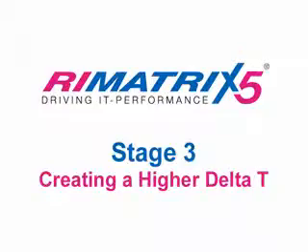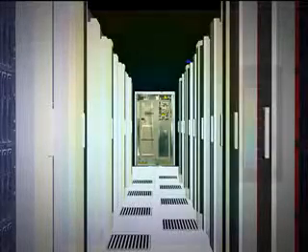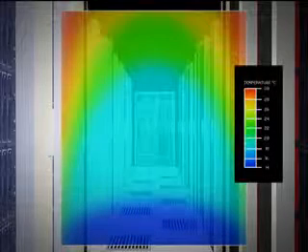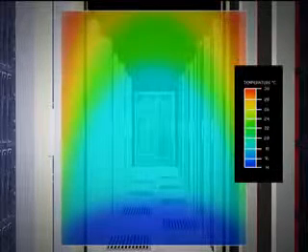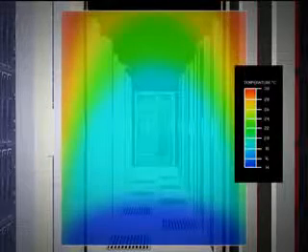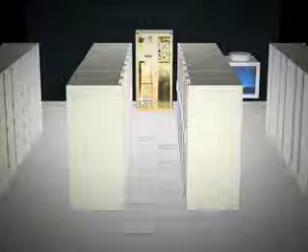Stage 3. Creating a higher delta T. One of the key issues with hot aisle, cold aisle is that the hot and the cold air is mixed before returning to the inlet of the CRAC system, therefore reducing the delta T. This is why we've developed cold aisle containment to solve this specific issue.